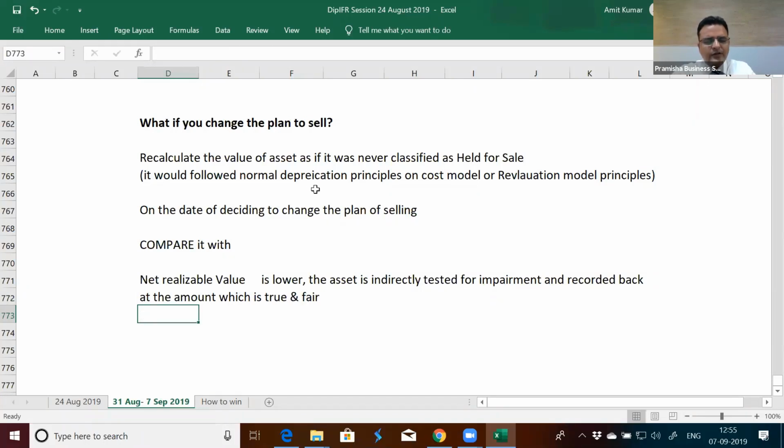Why I'm using the term indirectly impairment? Because IAS 36 impairment of assets do not cover IFRS 5 and IAS 2 because there is an automatic impairment system within them, because they intend to sell only, they do not intend to use. So there's no applicability of IAS 36 on IFRS 5 non-current assets held for sale and IAS 2 inventories. Is this clear? So this is all about IFRS 5 non-current assets held for sale.